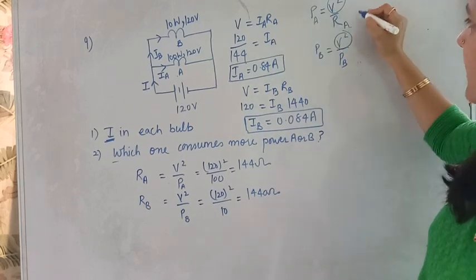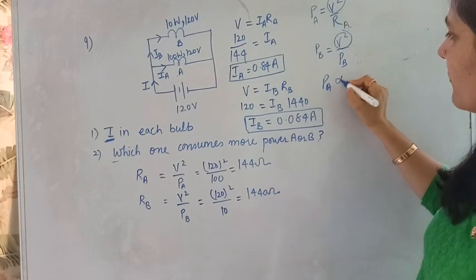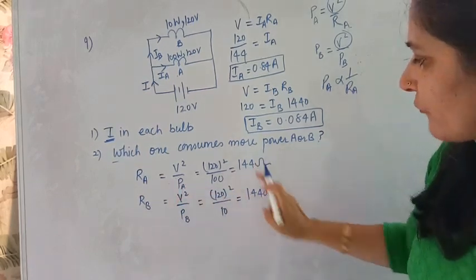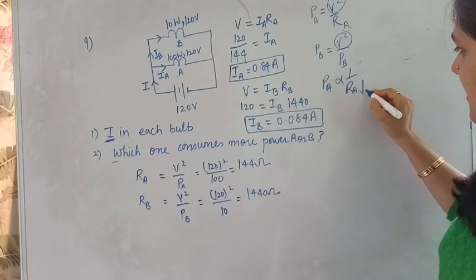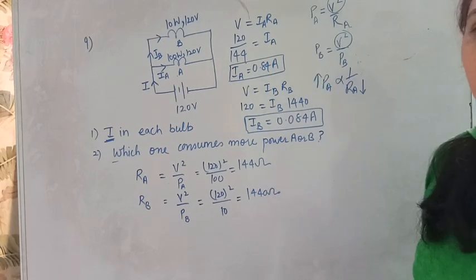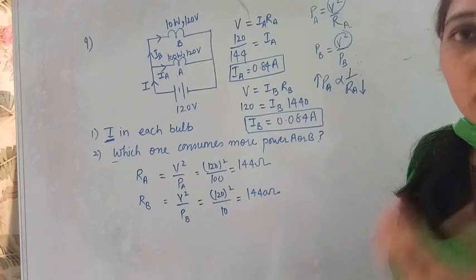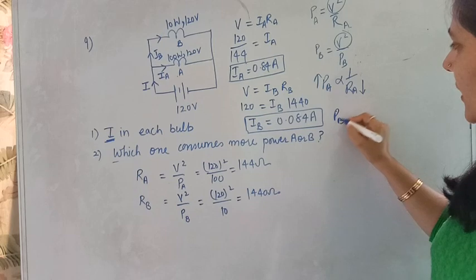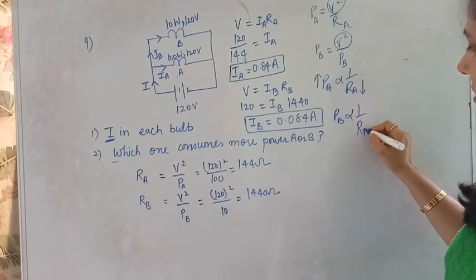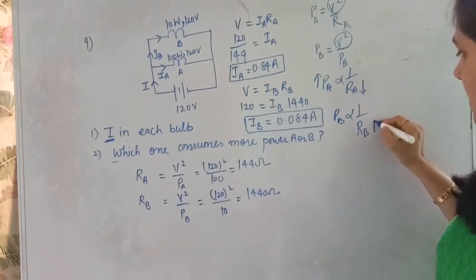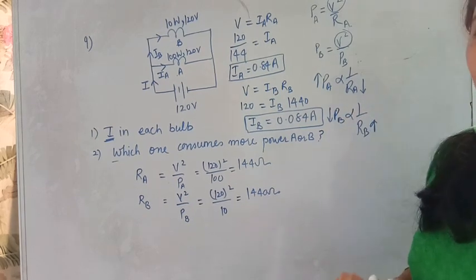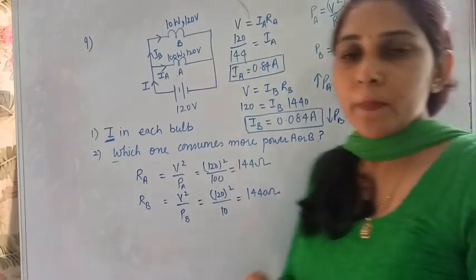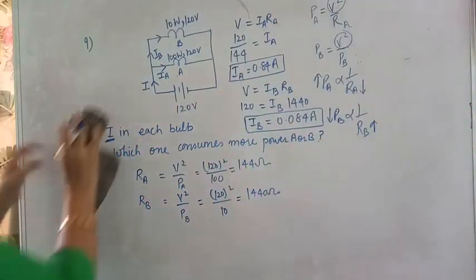That means from here what can we say? Power of bulb A is inversely proportional to resistance in A. Resistance in A is 144, which is less than this. This resistance is less, that means power consumed by A is more. This is the question they are asking. The reverse way, if they ask which one consumes less power, what can you say? Power in B is inversely proportional to resistance in B. Resistance in B is more, that means power in B is less. So whichever way they ask it, you can do it that way. Okay. Coming on to the next numerical, that is numerical number 10.